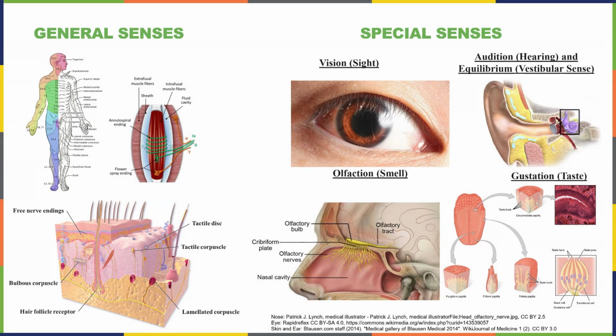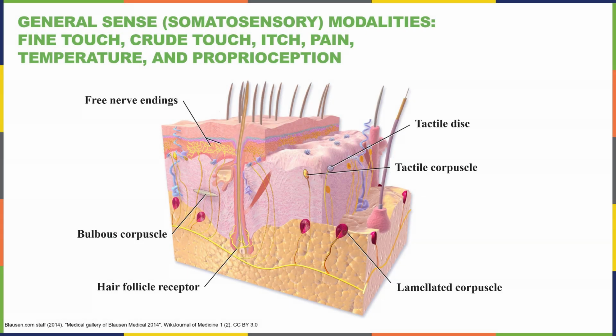Now, depending on the kind of information being detected, we group sensations into categories called sensory modalities. Each sensory modality is detected by specific types of receptors and then sent to the brain along distinct afferent or sensory pathways. First, we have the general senses. These are detected by somatosensory receptors that are widely distributed throughout the body, in the skin, muscles, joints, and visceral organs. General senses include several somatosensory modalities, such as fine touch that can be localized, crude touch that cannot be localized, itch, pain, and temperature.